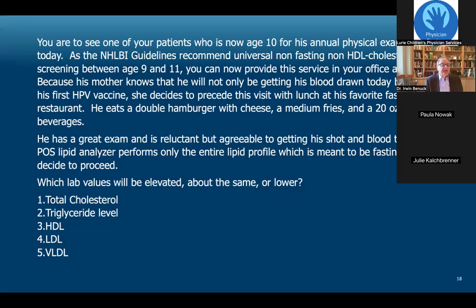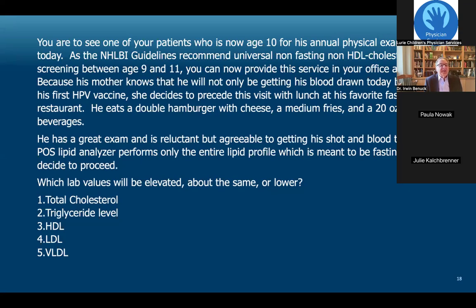Next slide. Okay. So I've got some examples of cases. This first one is a hypothetical case, and the next two are real cases. You are to see one of your patients who is now age 10 for his annual physical exam at 1 p.m., so it's in the afternoon. As the NHLBI guidelines recommend universal non-fasting, non-HDL cholesterol screening between age 9 and 11, you can provide this service in your office as a point of service.